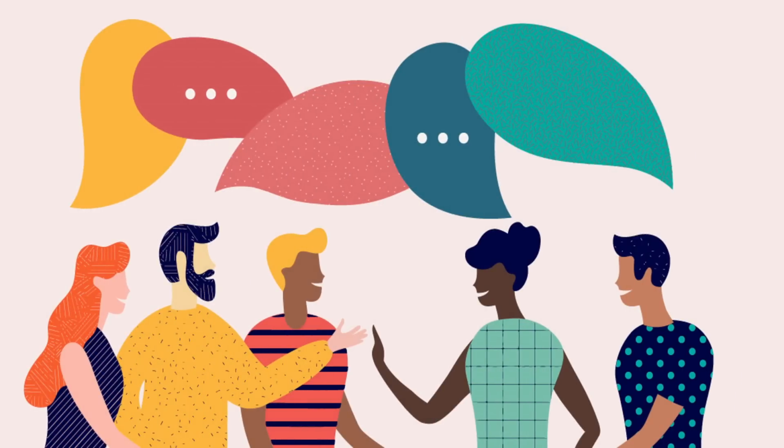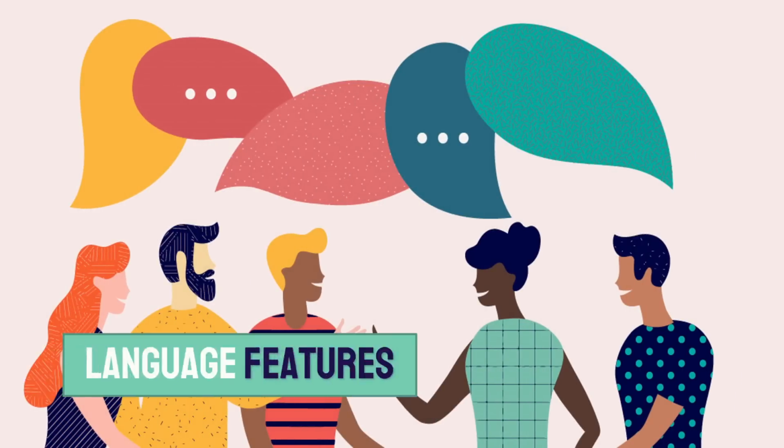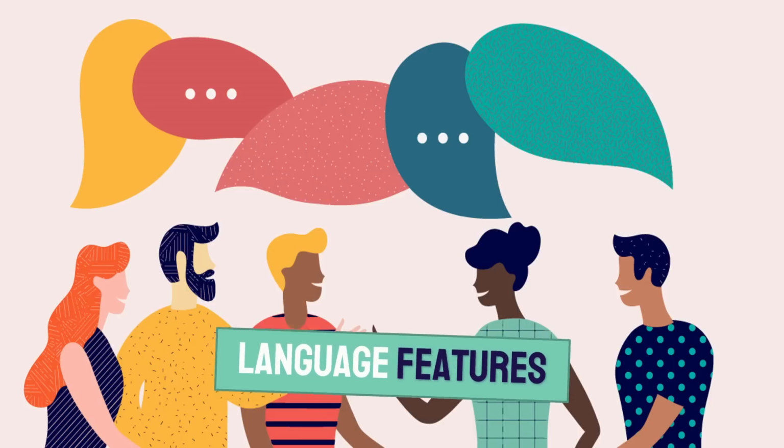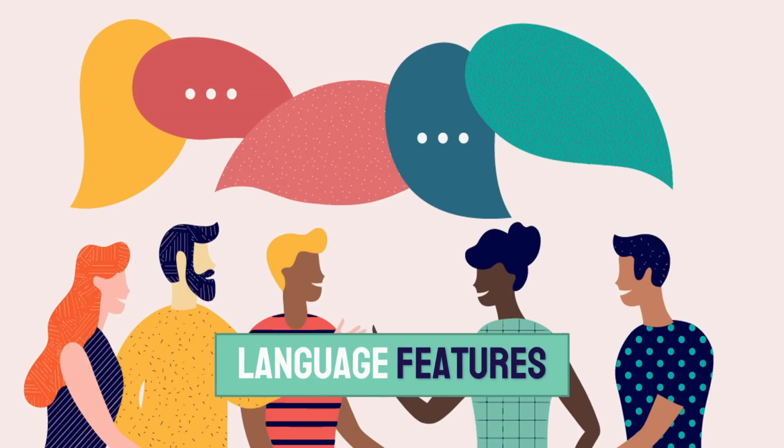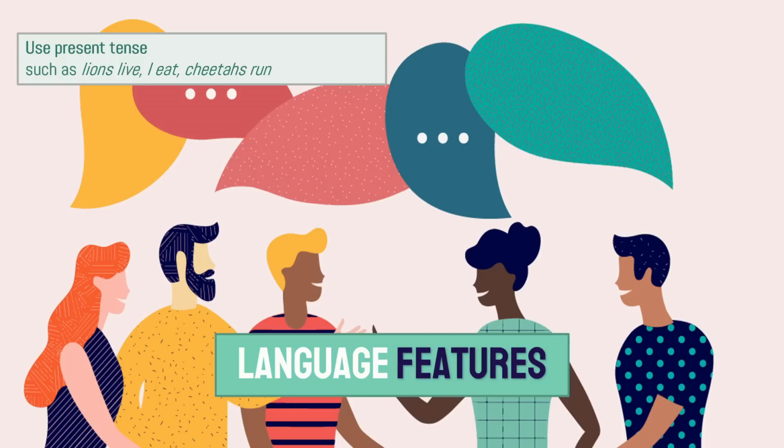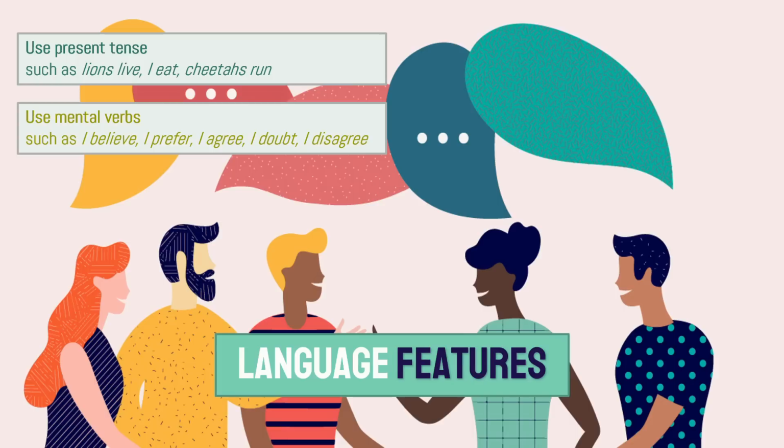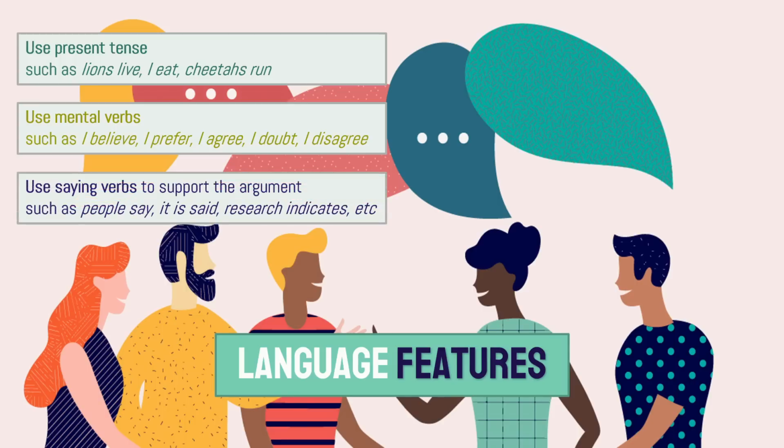Another important characteristic of analytical exposition text is the language features. There are several language features in this type of text that you need to know. The first one, use present tense, such as lions live, I eat, cheetahs run. Second, use mental verbs, such as I believe, I prefer, I agree, I doubt, I disagree. And then, use saying verbs to support the arguments, such as people say, it is said, research indicates, etc.